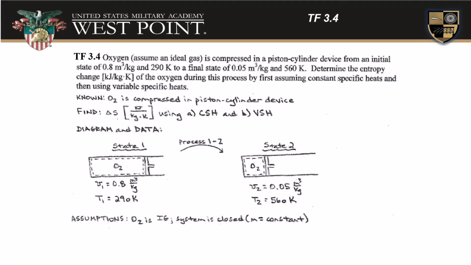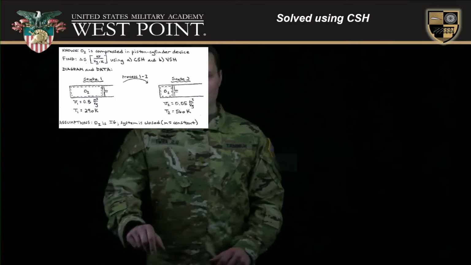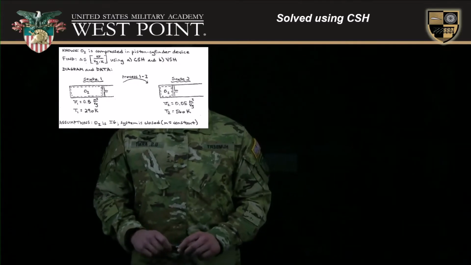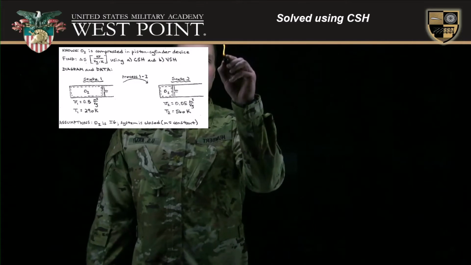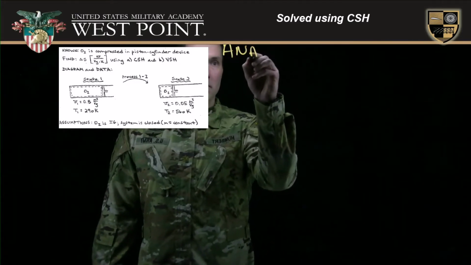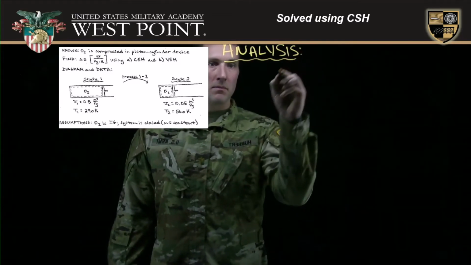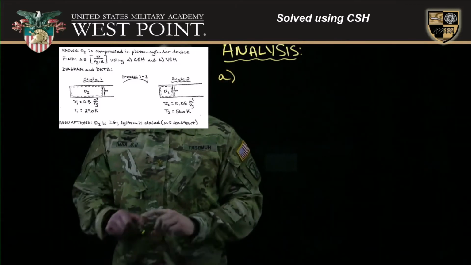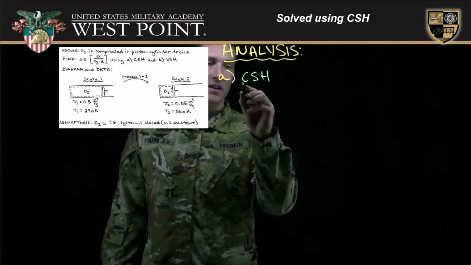All right, so let's get back to our problem here and solve this using both constant specific heats and variable specific heats. So top left of your screen, I have your knowns, your find, the diagram and data, and our assumptions. So let's start with our analysis here. And we're going to start with part A. We want to solve part A, our change in entropy assuming constant specific heats.